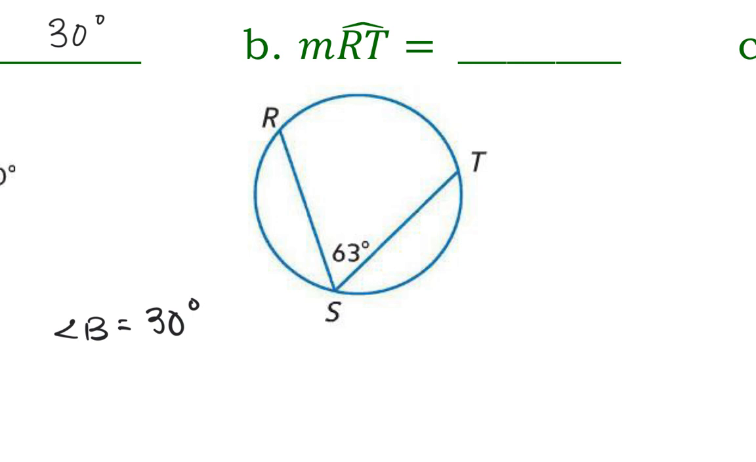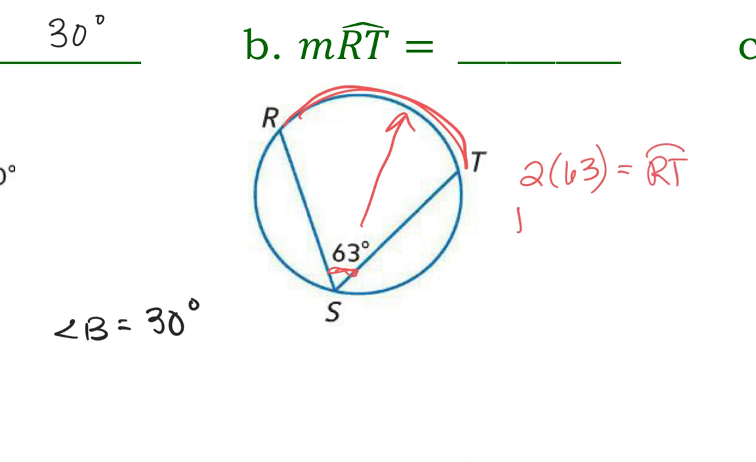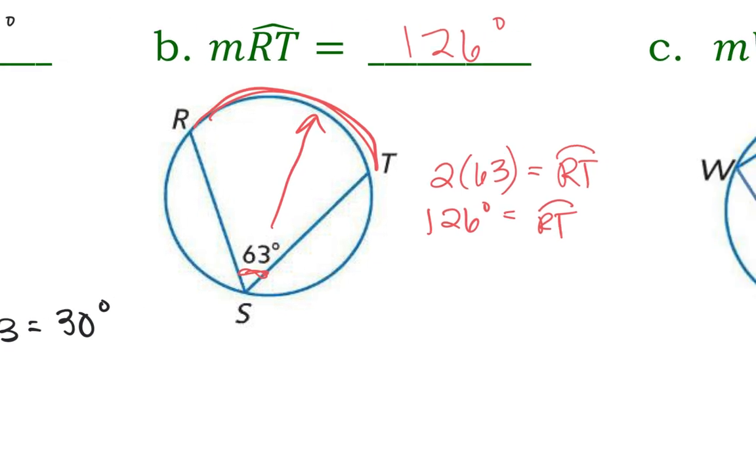I'm going to look for arc R to T. You're looking for the arc, and you have the angle. Do you think I'm going to half or double if I'm going out? Double. Good. So what's 2 times 63? What was that? 126 would be the measurement of arc R to T. So this would be 126 degrees. All right, and let's do the last one.